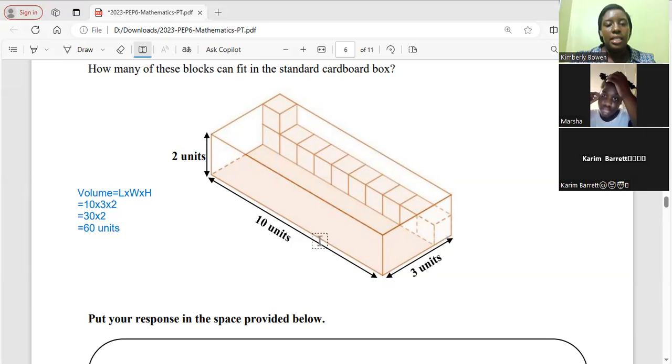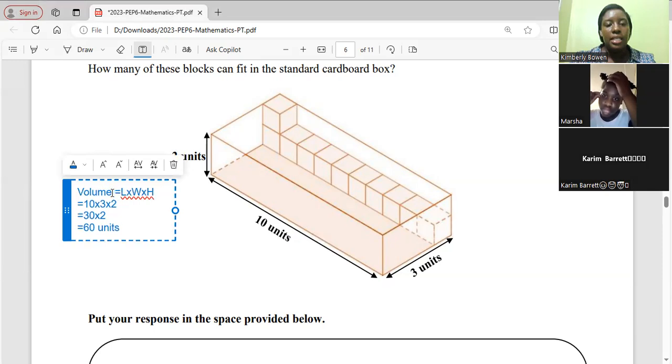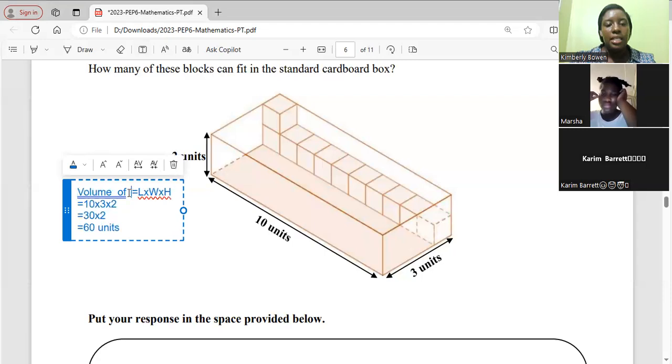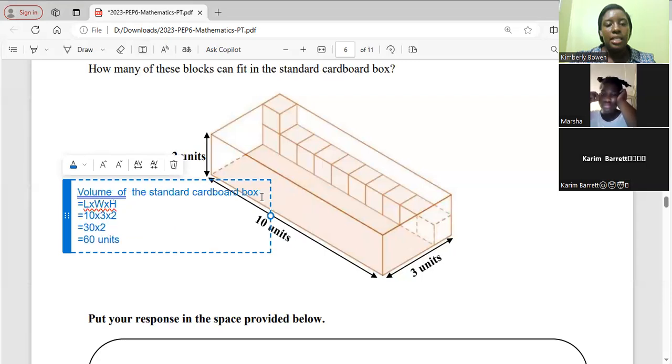All right. So there we got the volume for the standard cardboard box. So this is the volume of the standard cardboard. All right.